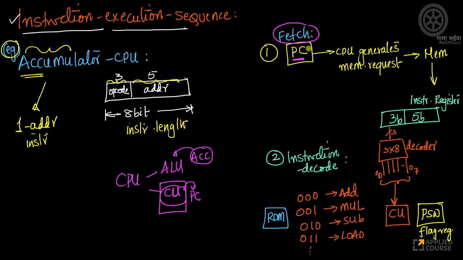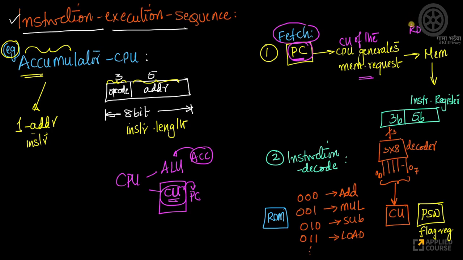So the CPU uses the data in the program counter. By CPU, I specifically mean the control unit of the CPU. The control unit of the CPU generates the memory request, because the control unit does all non-arithmetic logical operations. So the control unit generates a memory request. This memory request is sent to the memory. So there is a read request.